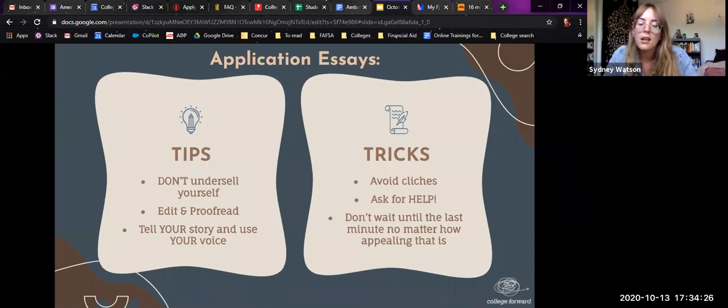And then lastly, don't wait until the last minute, no matter how appealing that is. November 1st deadlines for early admissions are going to come up soon, and then December 1st is a huge deadline for a lot of universities, and it's already mid-October, so don't wait. Get a head start and at least start brainstorming now.